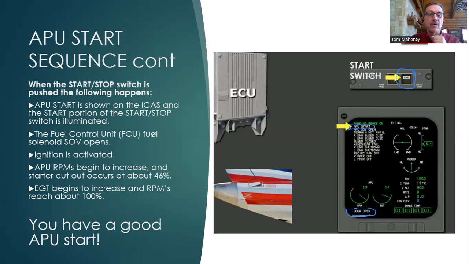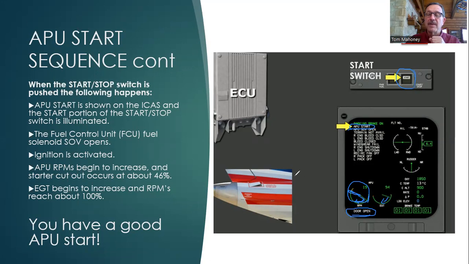The fuel control unit FCU fuel solenoid SOV opens and ignition is activated. So now we're getting fuel to the APU and the igniters have started. The RPMs start to increase. We can see that right here. This line right here starts to increase. And as soon as it starts to increase, we'll see the EGT line starting to increase right here.